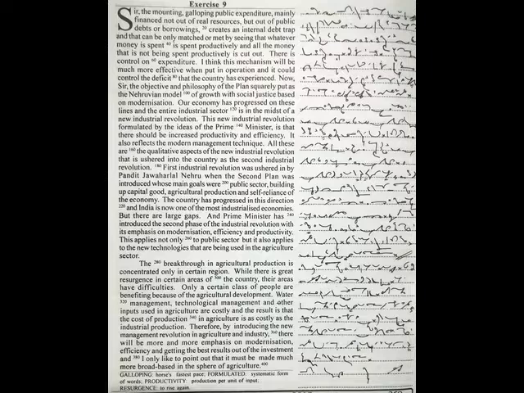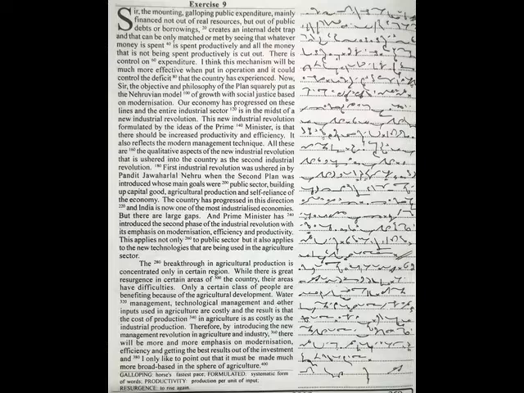But there are large gaps, and the Prime Minister has introduced the second phase of industrial revolution with its emphasis on modernization, efficiency, and productivity. This applies not only to the public sector, but it also applies to the new technologies that are being used in the agriculture sector. The breakthrough in agricultural production is concentrated only in certain regions. While there is great resurgence in certain areas of the country, other areas have difficulties. Only a certain class of people are benefiting because of the agricultural development.